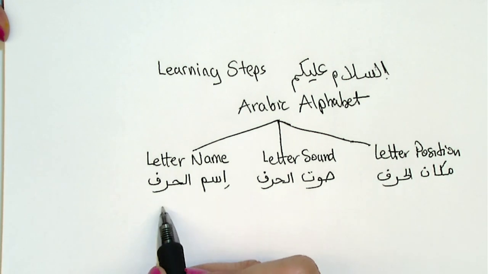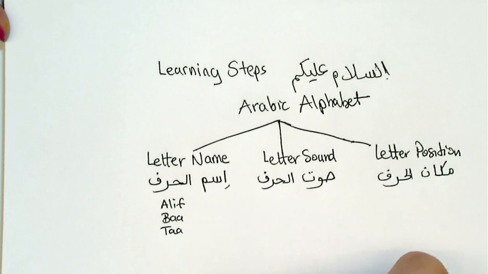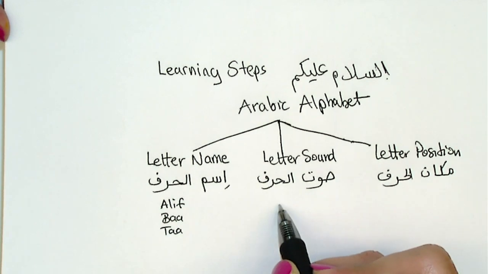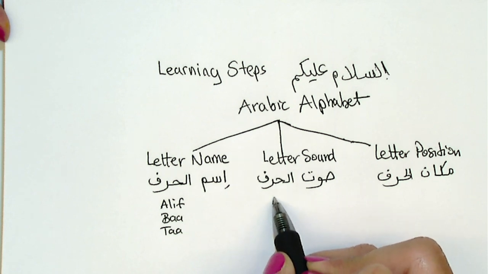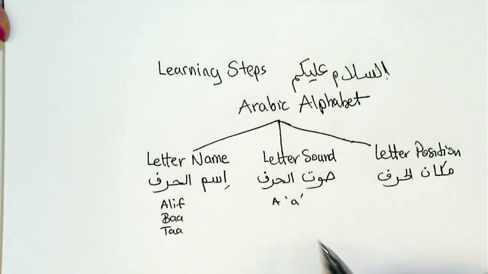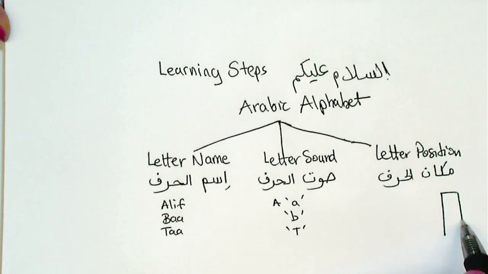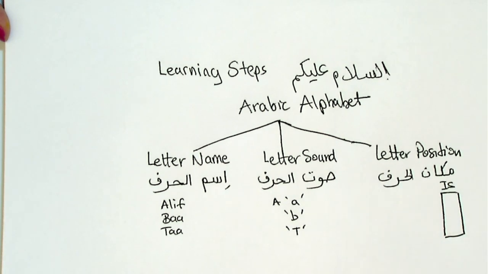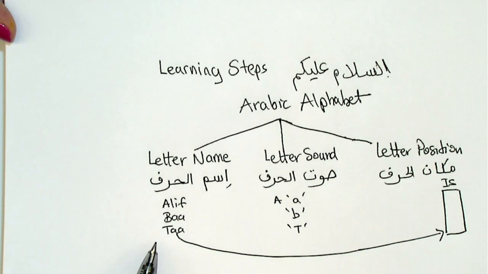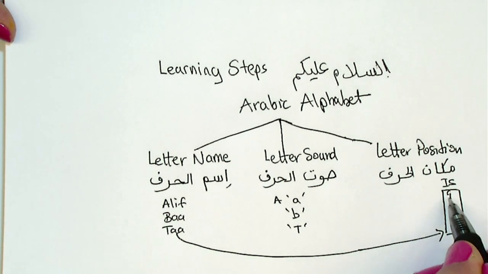So ism al-harf would be something like alif, ba, ta, zain. Those are the names. And then saut al-harf would be just the sound it makes, or you can say b, t. Makan al-harf is the placement of the letter within the word. So in Arabic, we have the isolated form, and the isolated form usually is pronounced as the letter name. We have alif, then we have ba, then we have ta, for example, and we keep going on.